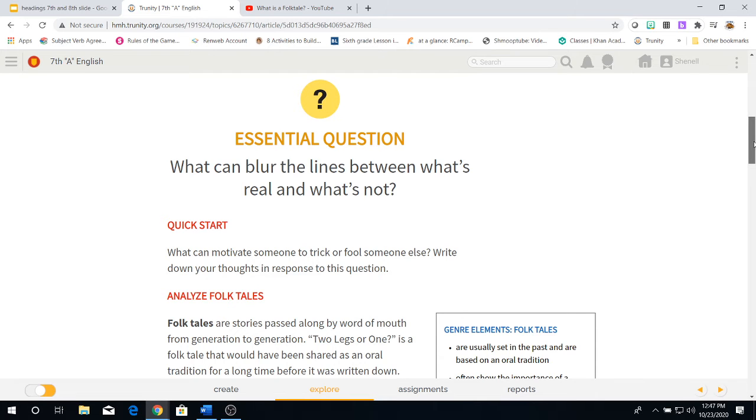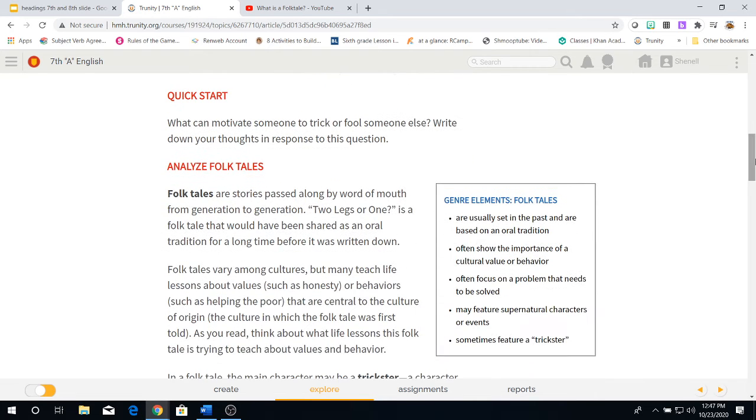Now, the first thing we're going to be doing is working on our quick start activity, which you can put in your notebooks or into your binders. Remember, you just have to write quick start and the page number. Our quick start activity says, what can motivate someone to trick or fool someone else? Write down your thoughts in response to this question. Really think about that, guys. What gives someone the motivation or even the need to trick or fool someone else?